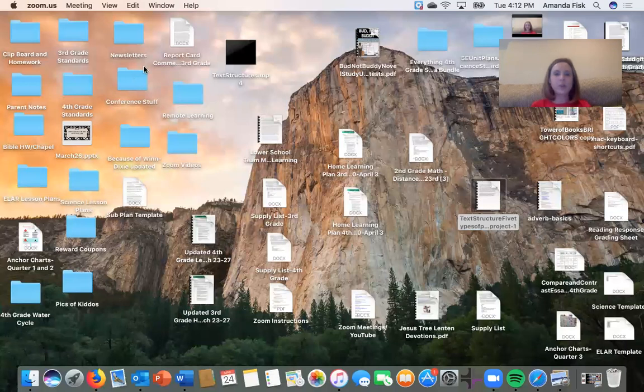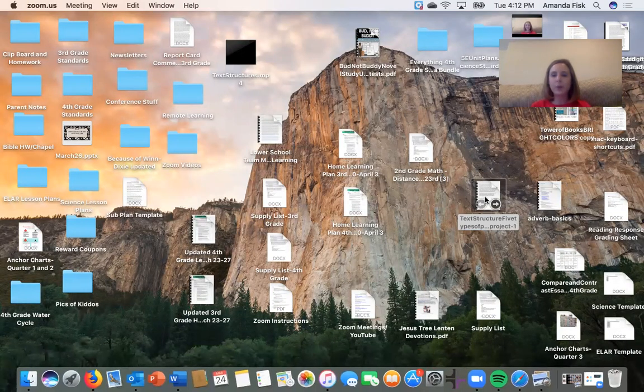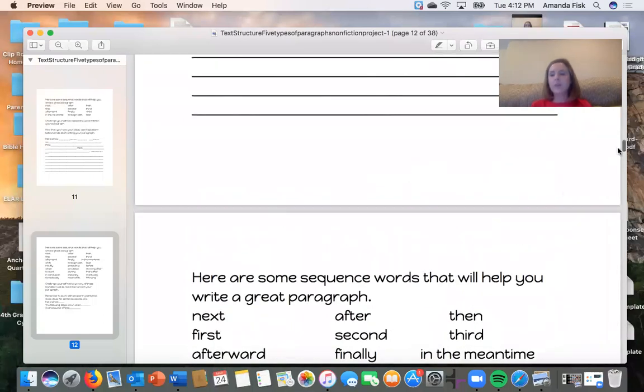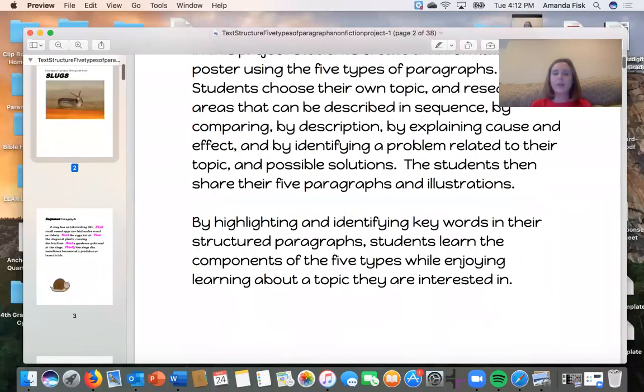And so I'm going to share my screen. Give me just a minute to pull up the project. So I have been flipping through it. So let me go all the way back to the beginning.